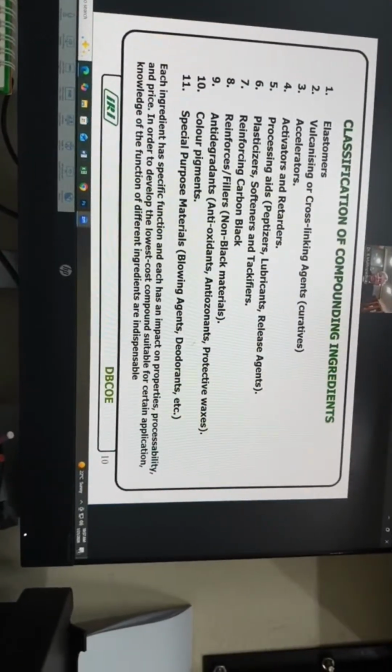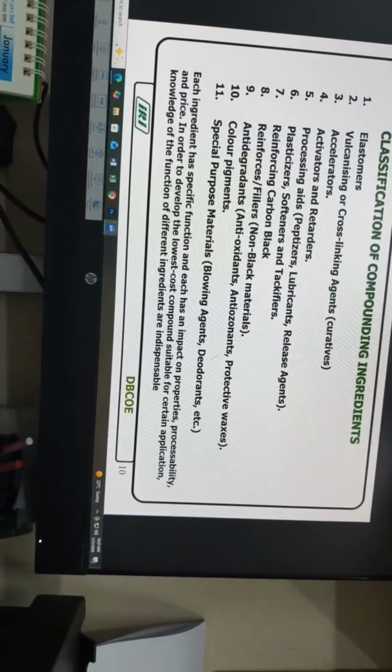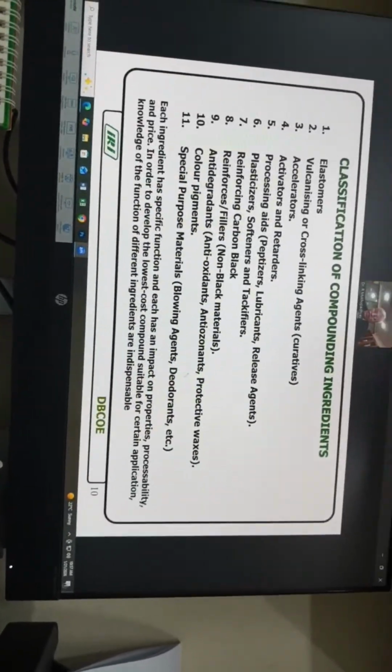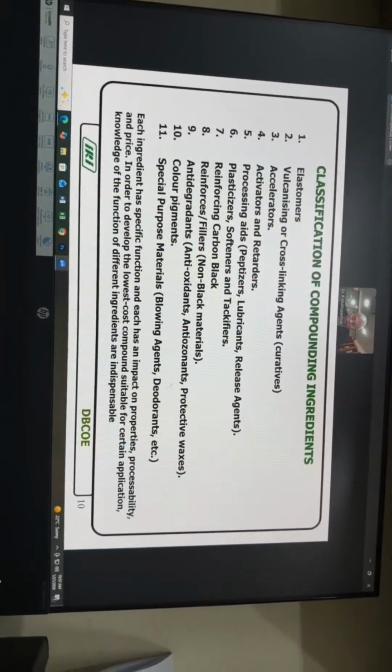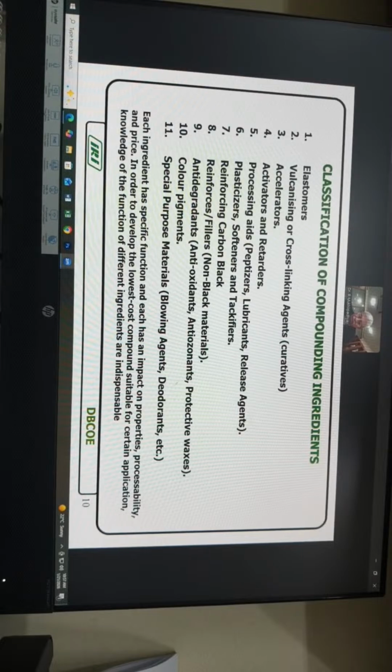There are several ingredients, about 10 to 15. I don't want to spend time on what you already know: you select the elastomer. After selecting the elastomer, you have to consider the vulcanizing or cross-linking agents and then the accelerators. Then come the activators, retarders, processing aids, plasticizers, fillers, reinforcing black or non-black, then anti-degradants, antioxidants, protective wax, coloring pigment for the product color, and special purpose materials, whether a blowing agent or deodorant, depending on the specific product type.